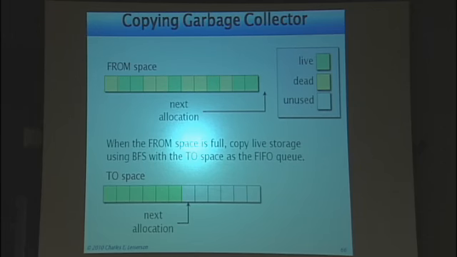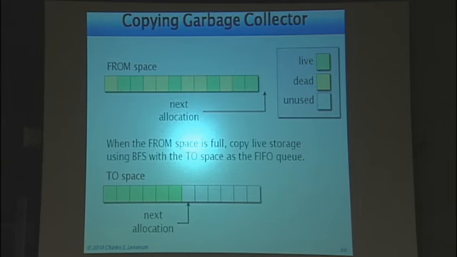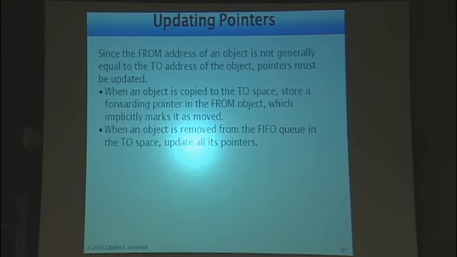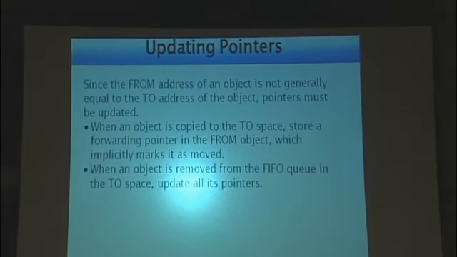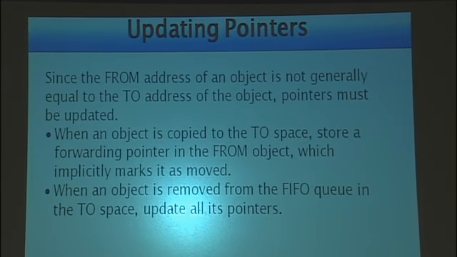Okay? Now, there's one problem with this, and that is that we have pointers in these objects. And when I copy it down here, how do I make sure that all the pointers now point to the new locations? So here's how you do that. Since the from address of the object is not generally equal to the to address, pointers must be updated. So I have to know, of course, where the pointers are.